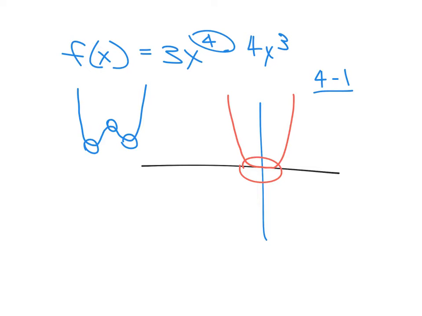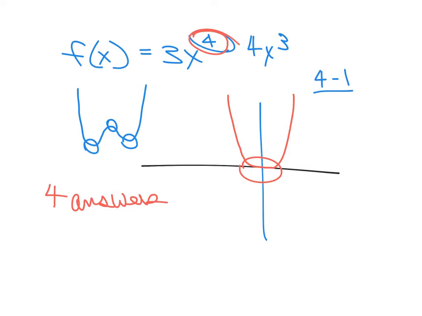The graph of a polynomial function of degree n has at most n x-intercepts. So if we have a 4 there, that means we are going to have at most 4 times it's going to cross the x-axis, which basically means 4 answers or 4 zeros.